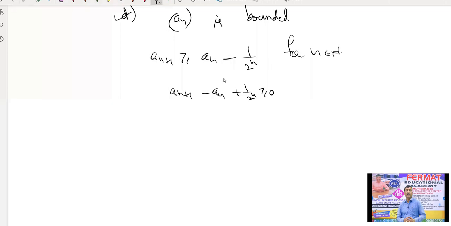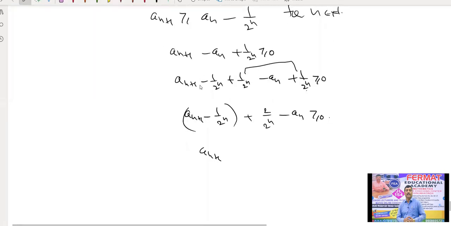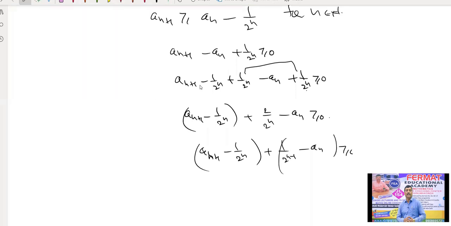But I need to know whether it is increasing or decreasing. So what I do is add and subtract 1 by 2 power n. This is a trick for the problem. So what you get is a_{n+1} minus 1 by 2 power n. This is nothing but 2 by 2 power n minus a_n, which is non-negative. Therefore a_{n+1} minus 1 by 2 power n minus (a_n minus 1 by 2 power n minus 1) is non-negative.